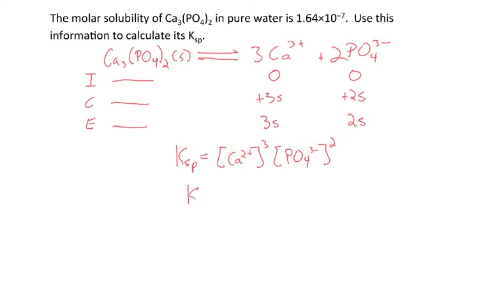So I end up with KSP is equal to 3S cubed times 2S squared. So we have plenty of room. I'm going to finish this one on the next slide.